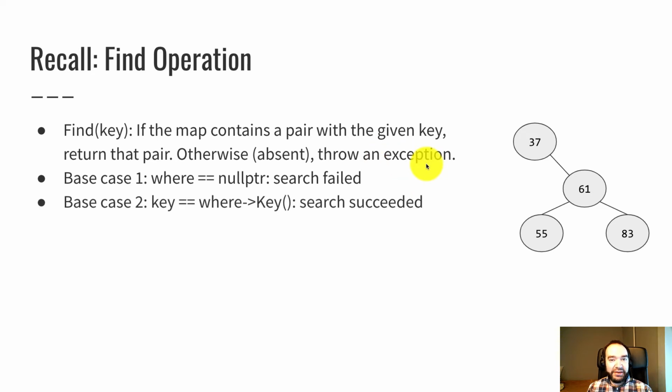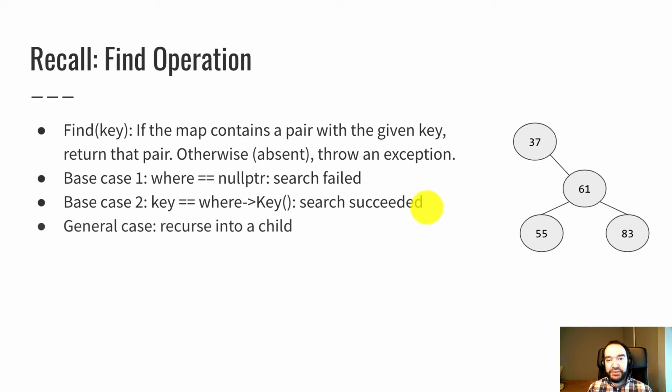There's kind of a second base case. The base case is when you don't continue the recursion. So the second base case is when we found what we're looking for, when the search succeeded. So if the key we're looking for happens to be the key inside the node we're at, then the search succeeded. We're supposed to return the pair that contains that key, and that's it, no recursion.